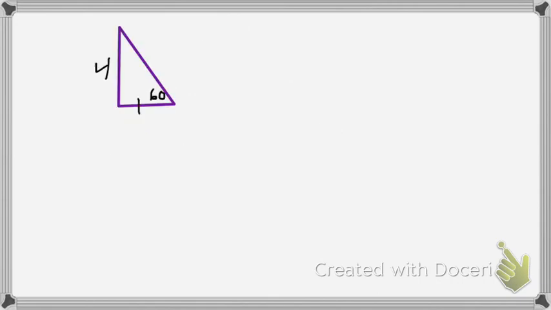So here, if we have a 4 right there and it's across from the 60, and we're trying to find our x and our y.